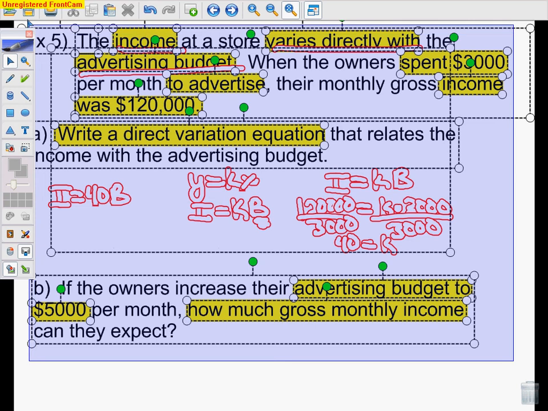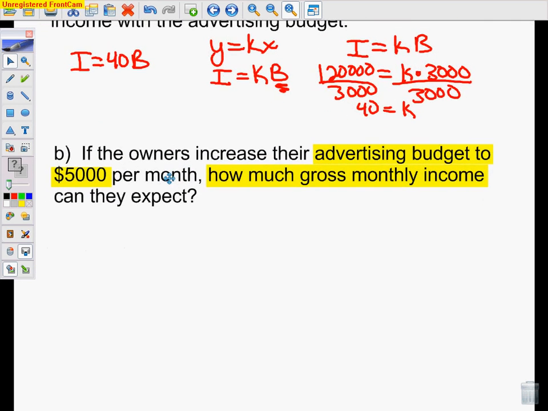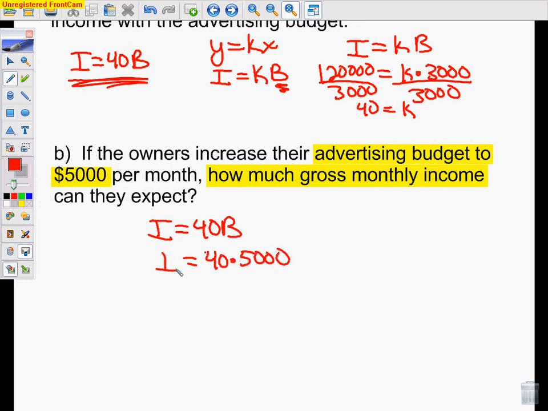Now, using that, if the owners increase, let me just move this up a little bit so I have some room to write. If the owners increase the advertising budget to $5,000 per month, how much gross monthly income can they expect? Well, this was our formula. I equals 40B. So they're saying now, instead of the budget being 3,000, we're going to move it up to 5,000. So now they want to know what's the monthly income. Well, 40 times 5,000 is 200,000. So if we have an advertising budget of $5,000, we can expect an income of $200,000.